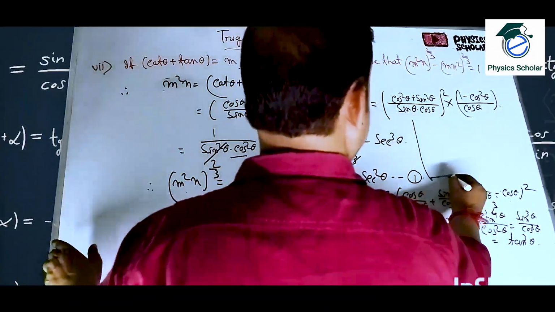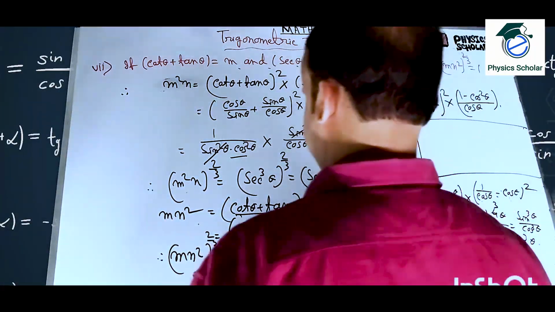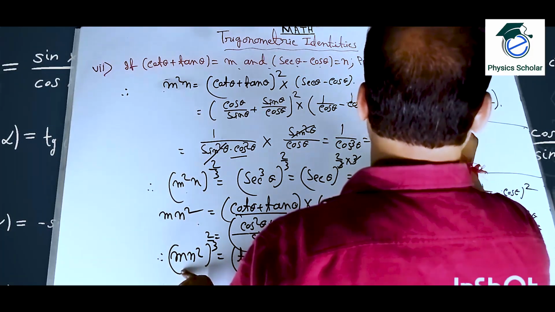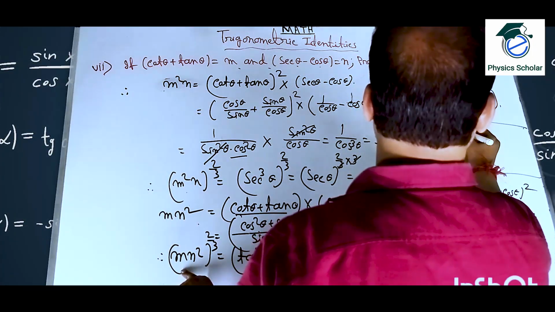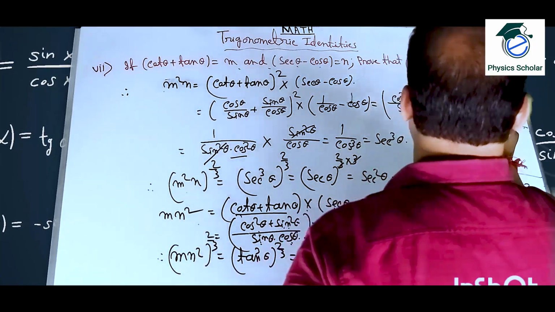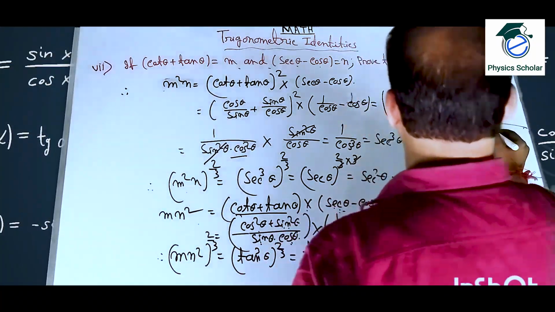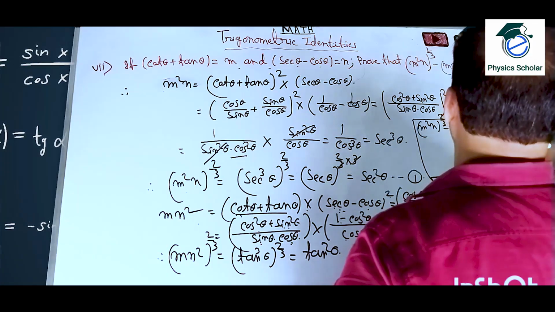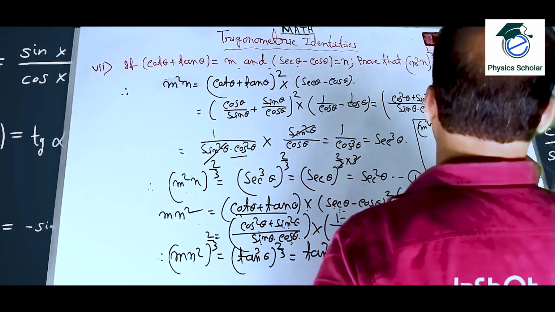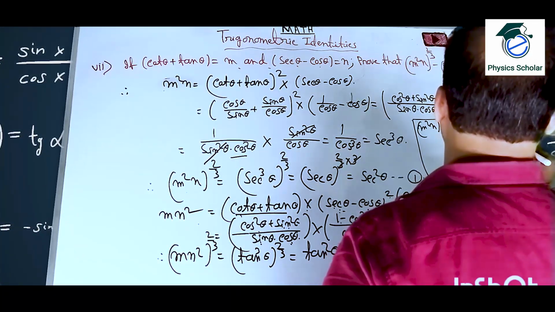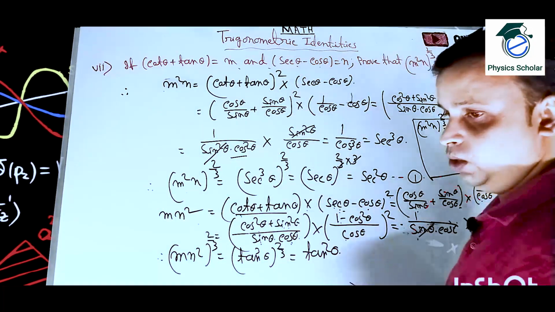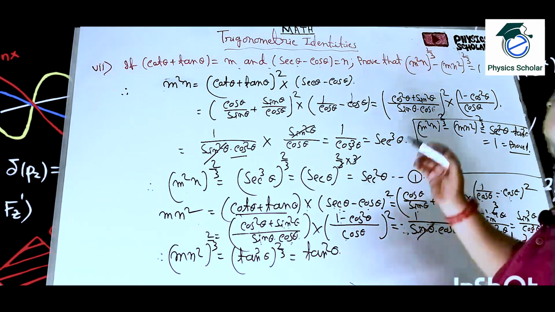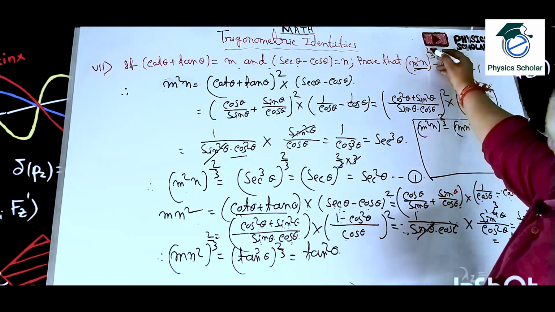So what can we write now? m square n whole to the power 2 by 3 minus mn square whole to the power 2 by 3 is equal to sec square theta minus tan square theta, which is equal to 1. Hence proved. So see, here what we have to say? m square n whole to the power 2 by 3.